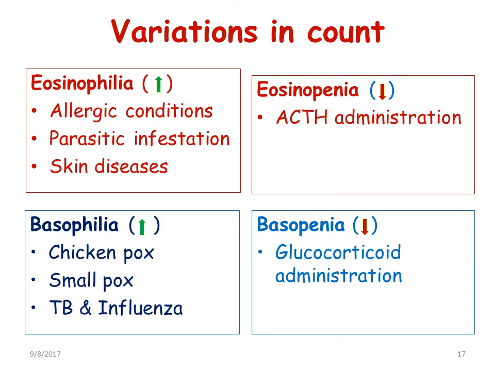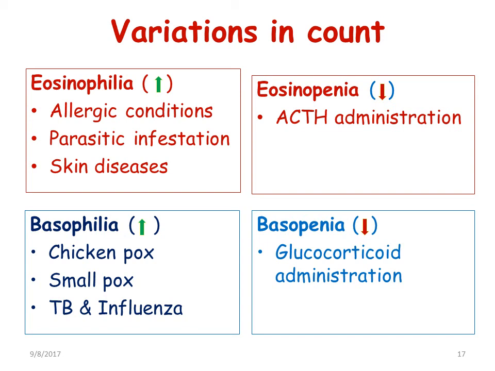Variations in count for the eosinophilia is a condition where the eosinophil count goes above the normal. Eosinopenia is when it becomes less. Eosinophilia examples are allergic conditions, parasitic infestations, skin diseases. Eosinopenia, adrenocorticotropic hormone administration or ACTH.